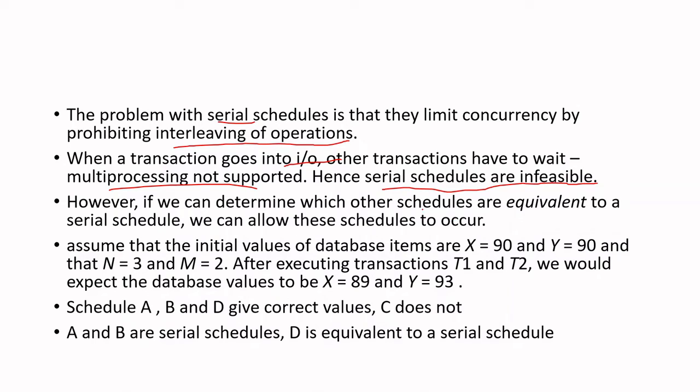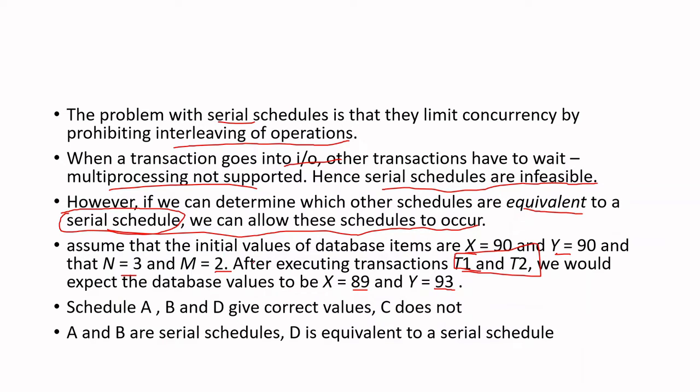Now if we can determine which other schedules are equivalent to serial schedules, we can allow these schedules to occur. If an interleaved schedule is equivalent to a serial schedule in terms of the results obtained, then we can allow it. If we provide initial values to the variables in the two transactions T1 and T2 and execute them in a serial fashion, either T1 followed by T2 or T2 followed by T1, then the expected database values at the end will be x equal to 89 and y equal to 93.